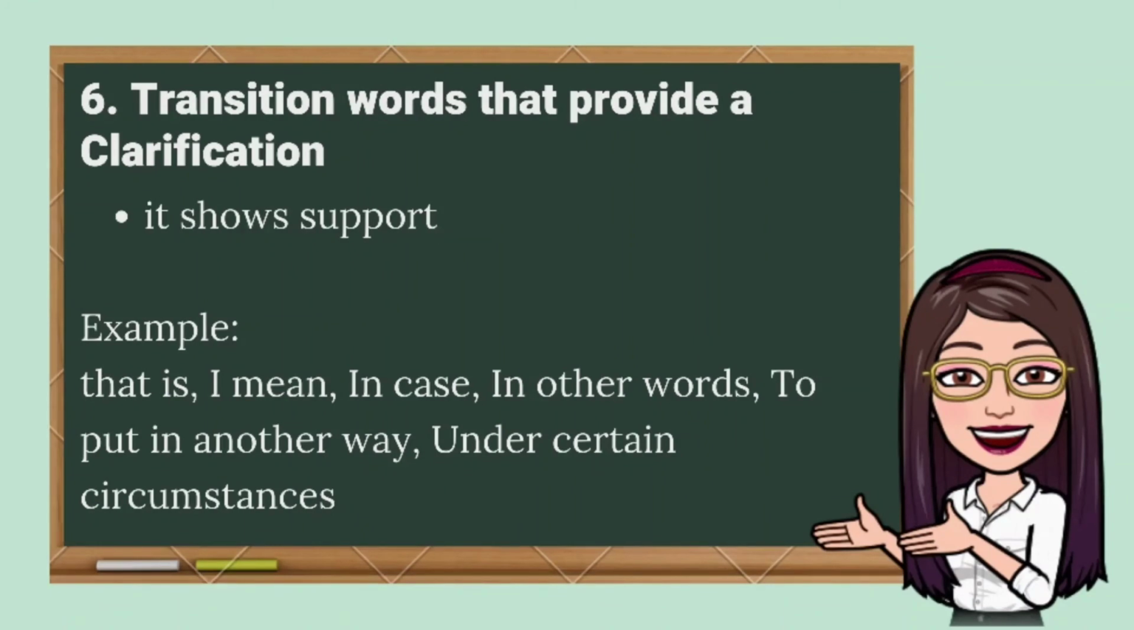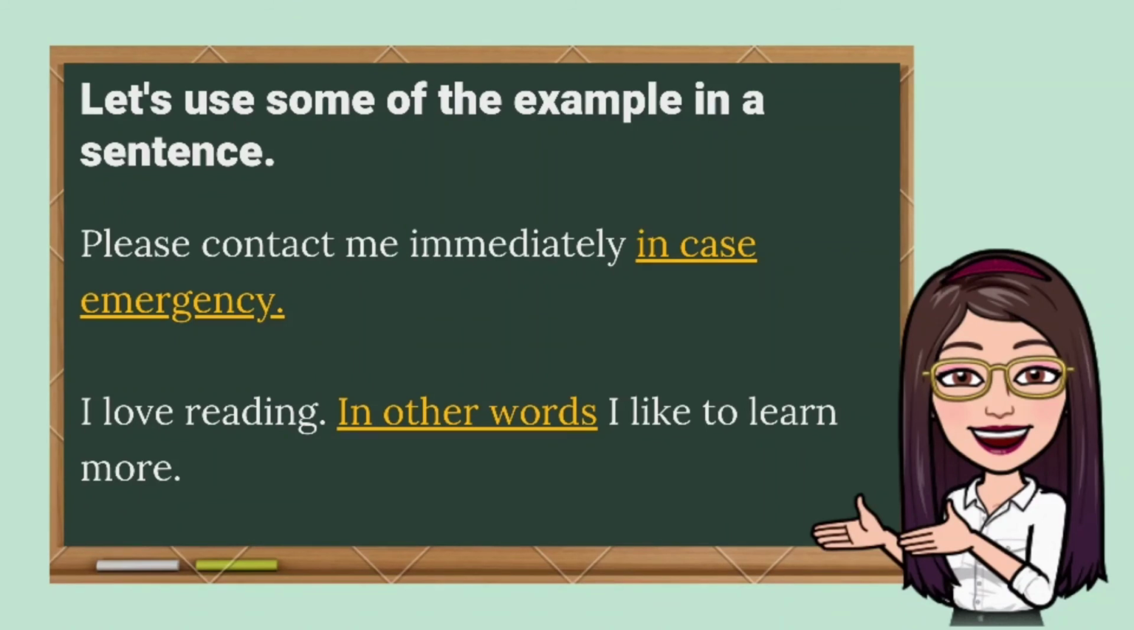Six. Transition words that provide a clarification. It shows support. Example: that is, I mean, in case, in other words, to put it another way, under certain circumstances. Let's use some of the examples in a sentence. Please contact me immediately in case of emergency. I love reading. In other words, I like to learn more. The underlined words are examples of transition signals that show support to a statement.